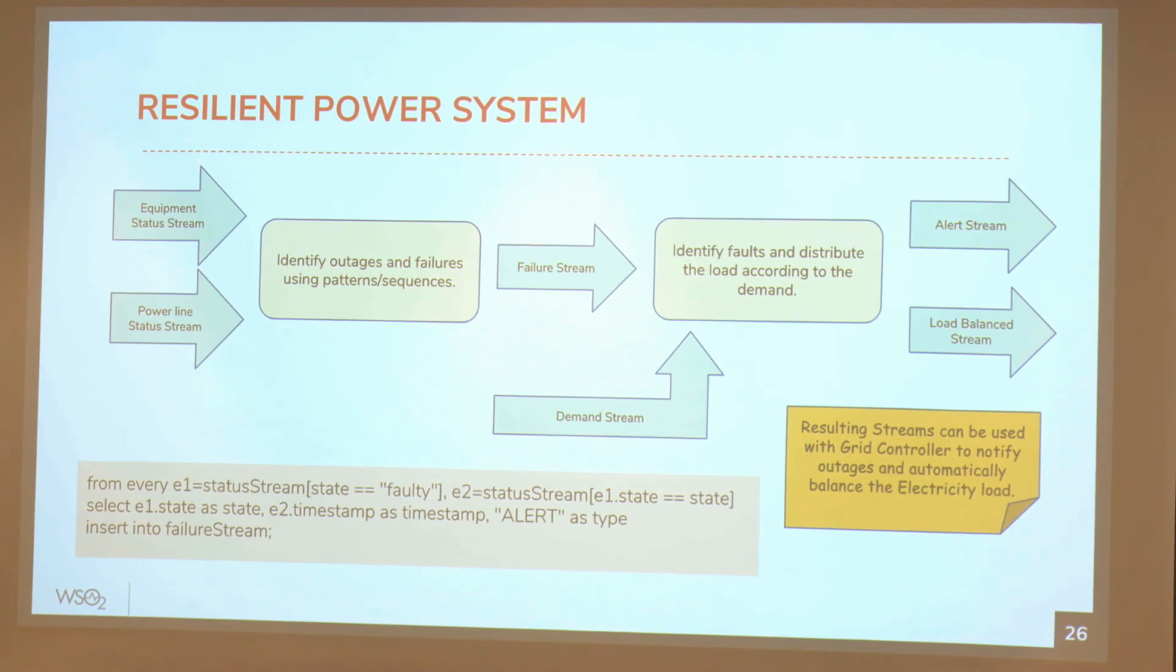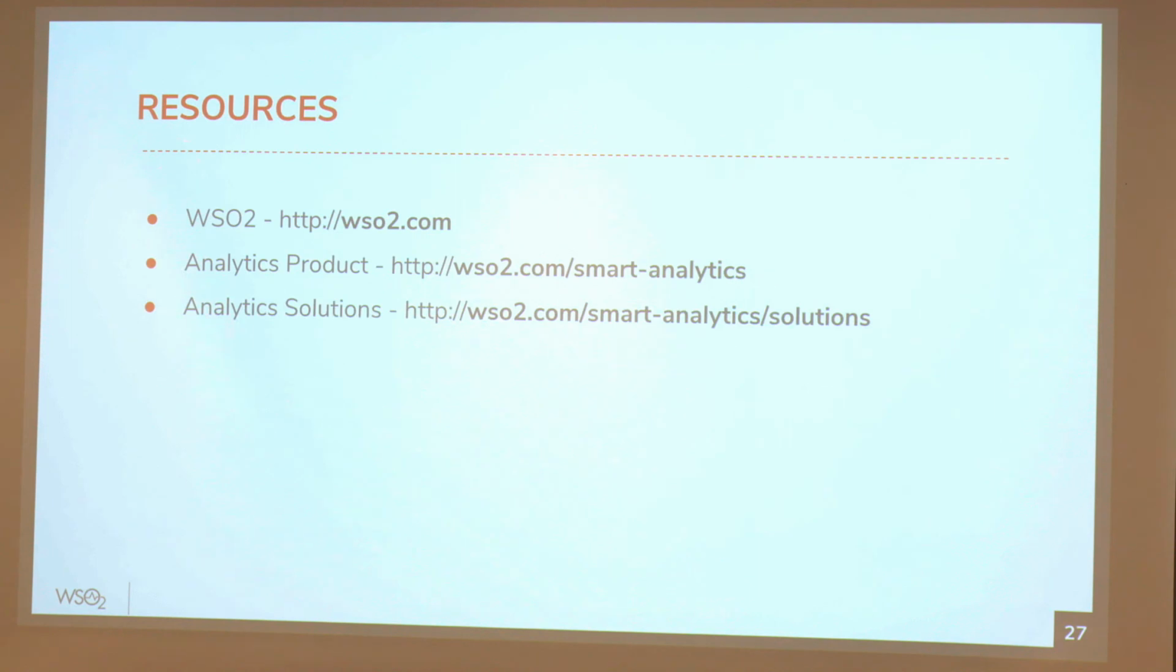So the resulting streams can then be used with the grid controller to notify outages. And so these outages can also be notified to the consumers early on, before the outage happens, so that the consumers can bring down their consumption until things are patched back. So basically, those are the three use cases that I wanted to cover. I didn't want to cover too many use cases because I wanted to go into detail so that you understand what are the different types of analytics constructs that can be used for different use cases. So obviously, we use these interchangeably in different use cases.